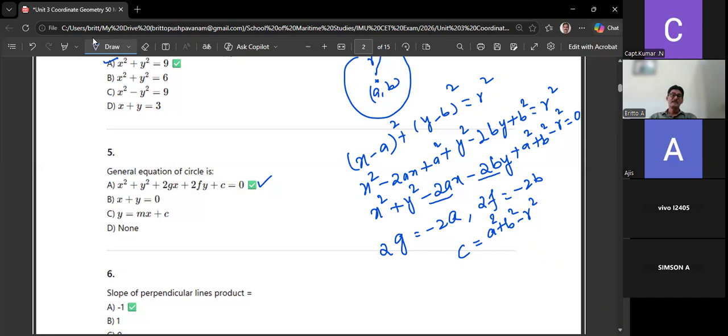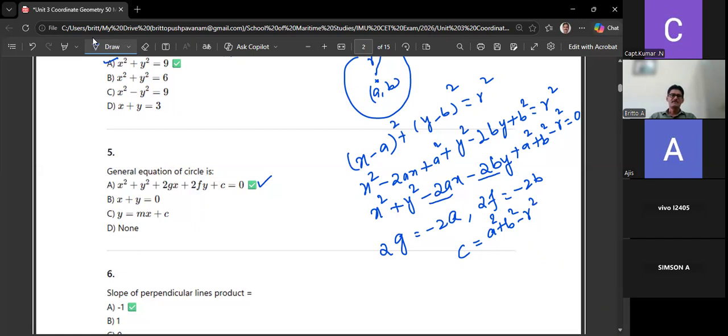Find the center and the radius of this general equation of a circle. What is the center for this general equation of circle? Here you know the center is (a, b) in the equation (x minus a) the whole square plus (y minus b) the whole square equals r square, where the center is (a, b) and the radius is r.